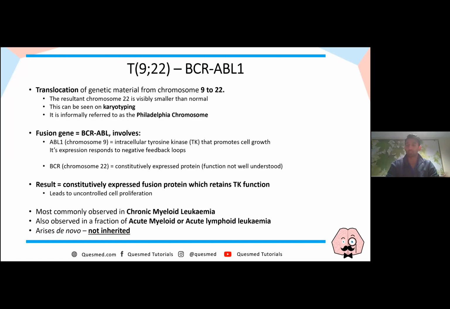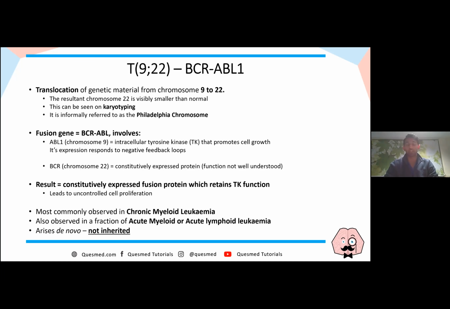BCR is a gene, which stands for breakpoint cluster region, on chromosome 22. We don't actually fully understand its function within normal physiology, but what we do know is that it is constitutively expressed, meaning that area of the genome is not wound up and silenced. Transcription factors are always stimulating that part of the genome and that gene. And so the expression of BCR is not really affected by negative feedback loops in the same way or intensity that ABL1 will be. So why is this important?